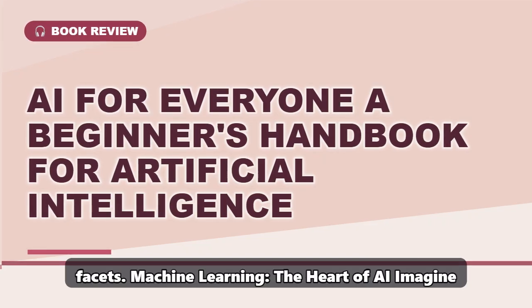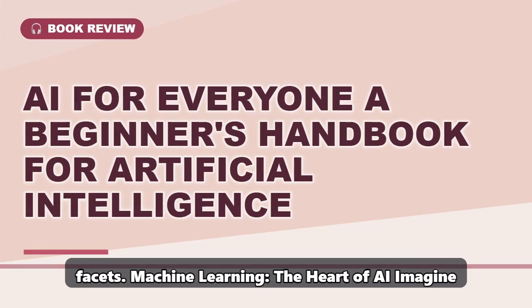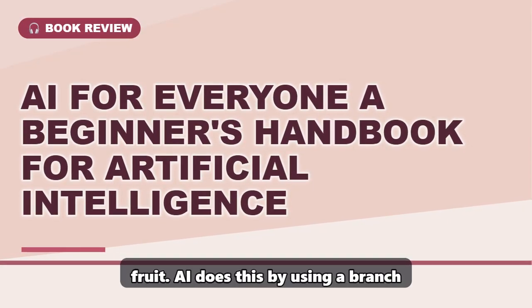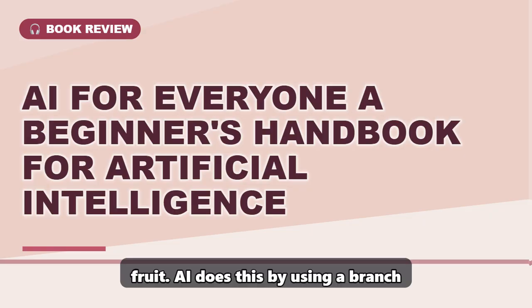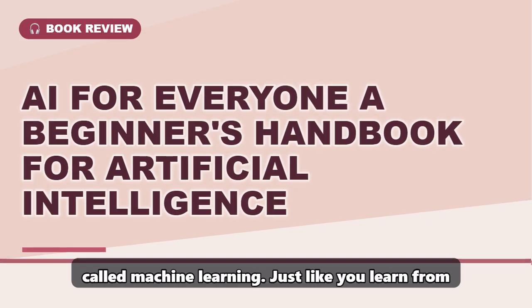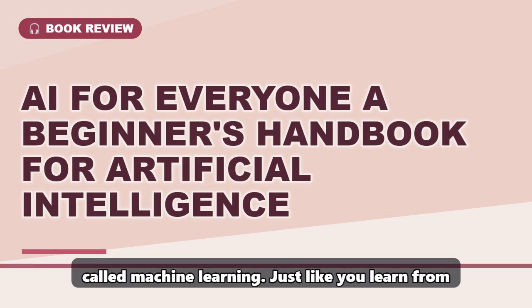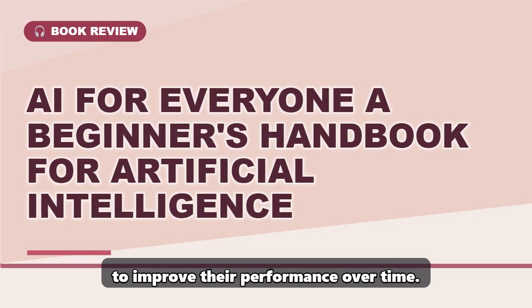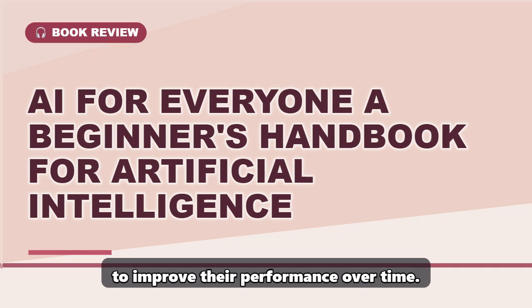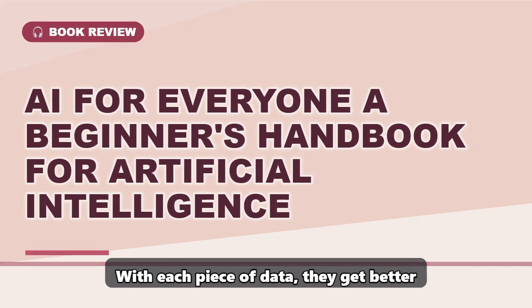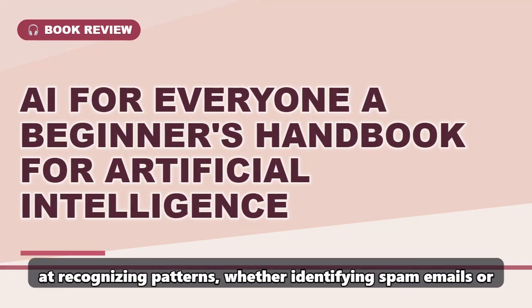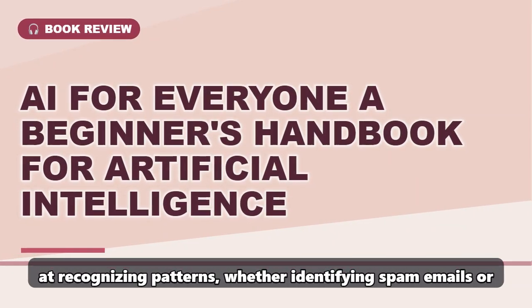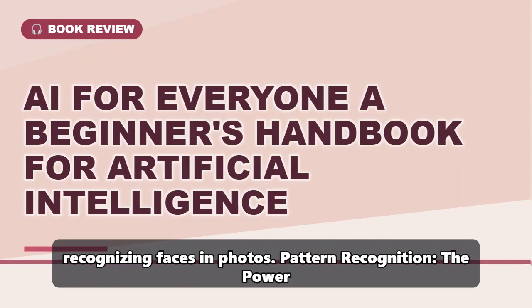Machine learning, the heart of AI. Imagine teaching a computer to recognize different types of fruit. AI does this by using a branch called machine learning. Just like you learn from examples, AI algorithms process vast amounts of data to improve their performance over time. With each piece of data, they get better at recognizing patterns, whether identifying spam emails or recognizing faces in photos.